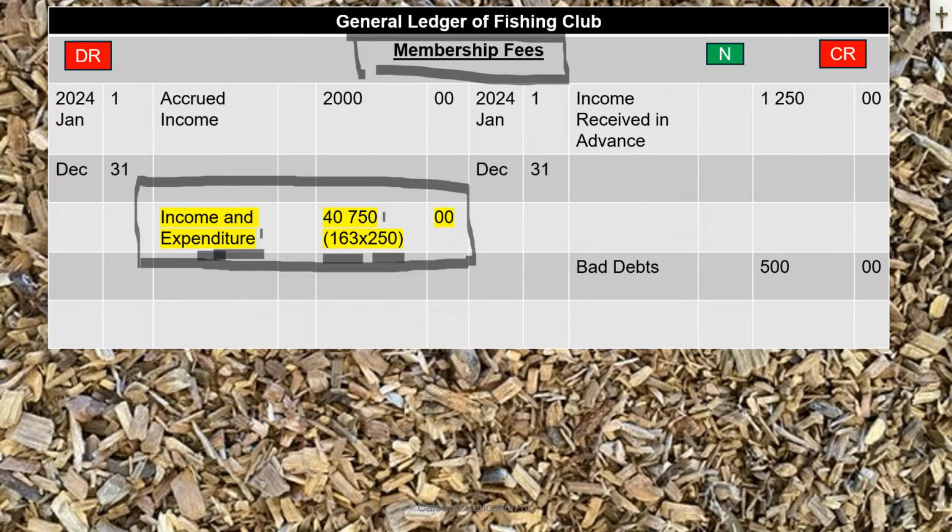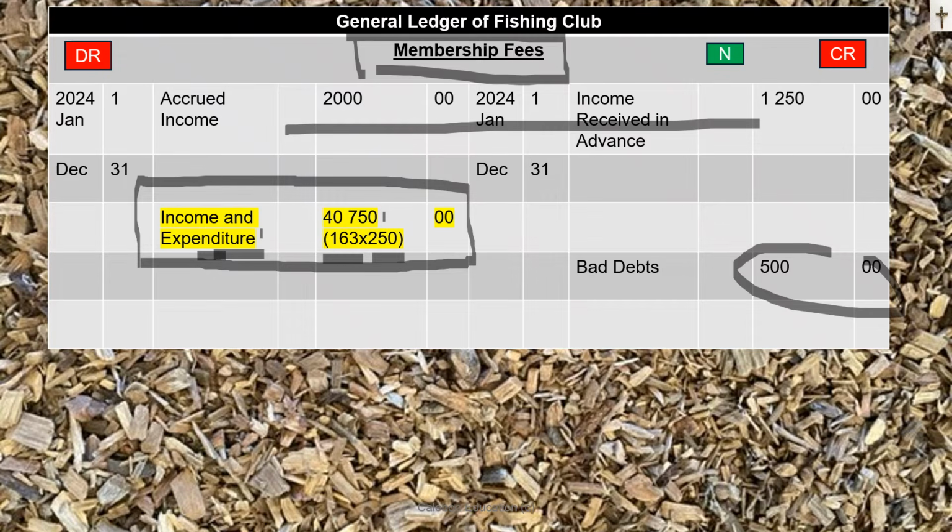That's 40,750. So now we've got reverse entries, we've got the bad debts, and we've got the number of members that we have for the current year, and the income that we have earned for the current year. Not necessarily received, but we should earn income of 40,750 because we've got 163 members. And we calculated that by saying we had 150 members minus the 2 that went bad plus the 15 that joined. Makes it 163. So that's how that amount is calculated.